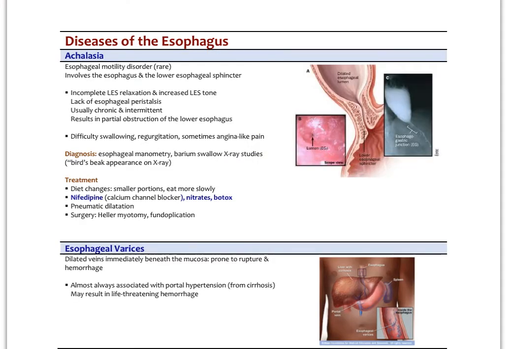So let me start by talking about achalasia, which is an esophageal motility disorder. It's not common, but I have seen a few patients come through over the years with achalasia. It involves both the esophagus and the lower esophageal sphincter, which is that smooth muscle sphincter between the esophagus and the stomach. So what happens in achalasia is basically incomplete lower esophageal sphincter relaxation, increased tone, so it remains constricted. And then usually there is a lack of esophageal peristalsis.